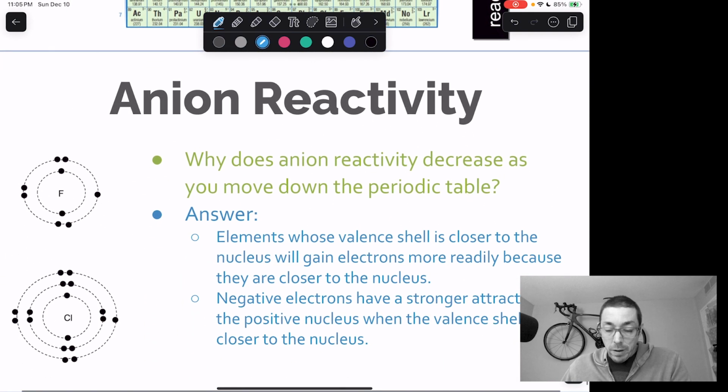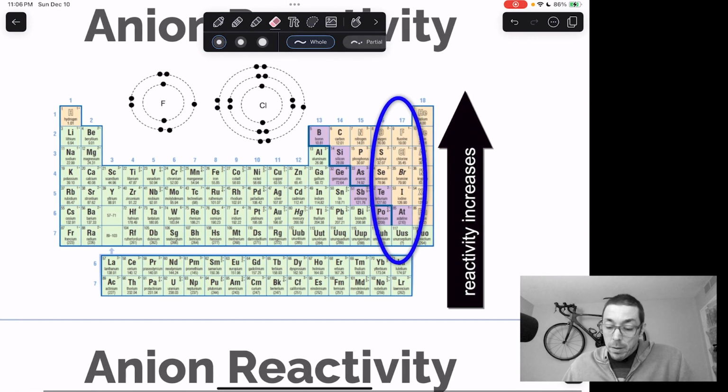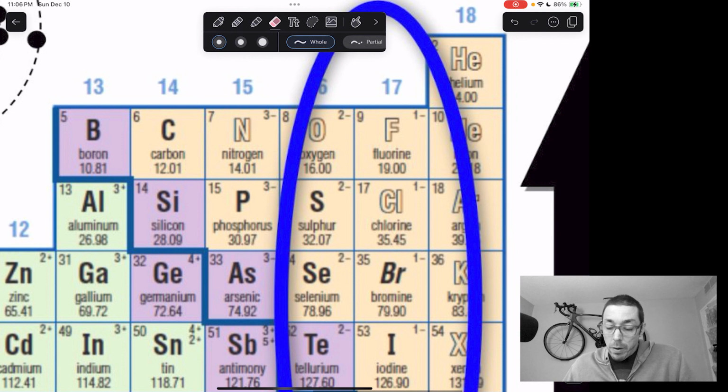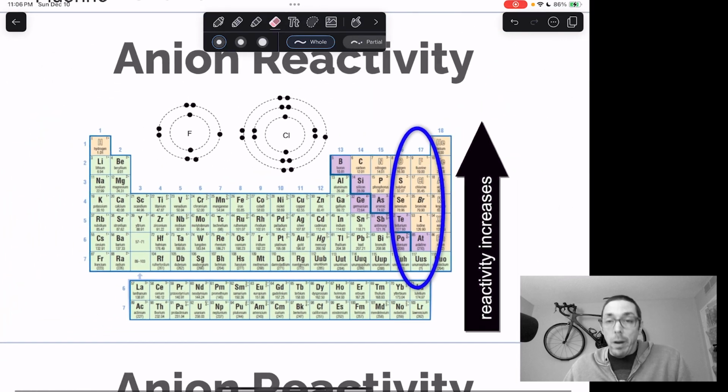Higher up, we have fewer shells, so there's less shielding, and electrons are closer to the nucleus, and we have a higher Zeff as we go from left to right on the table too. So that's why, say, fluorine is more reactive than oxygen. They're on the same row. They're in the second row of the table, but fluorine is one more element to the right, so it has a stronger effective nuclear charge than oxygen does.